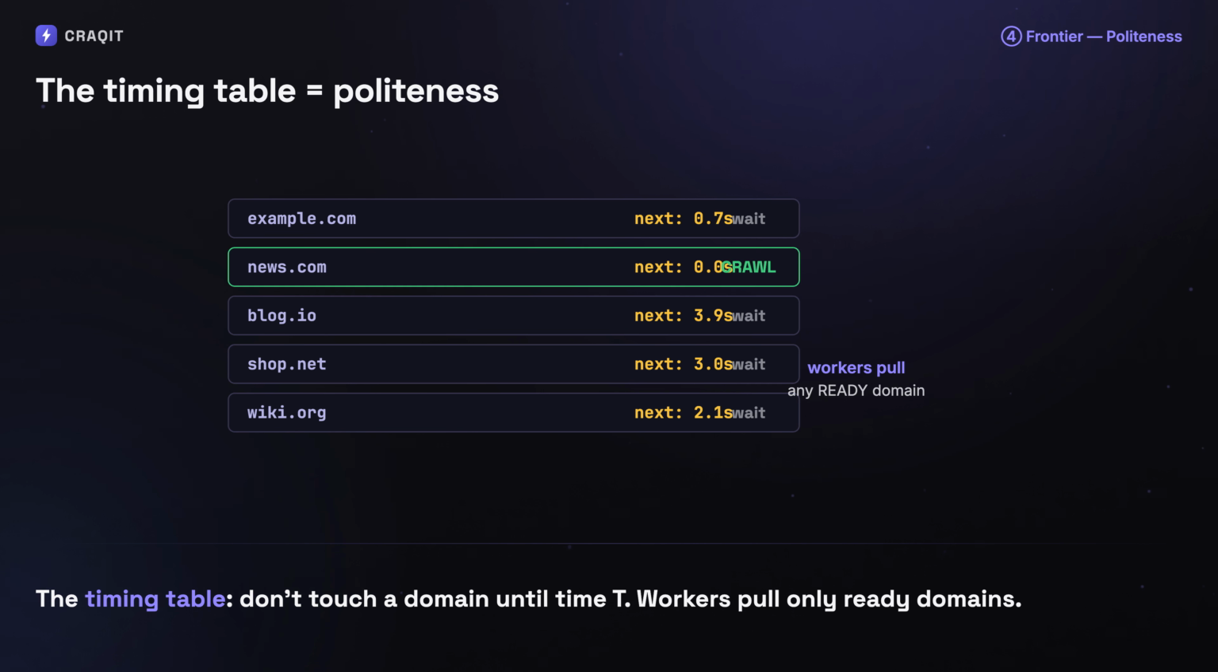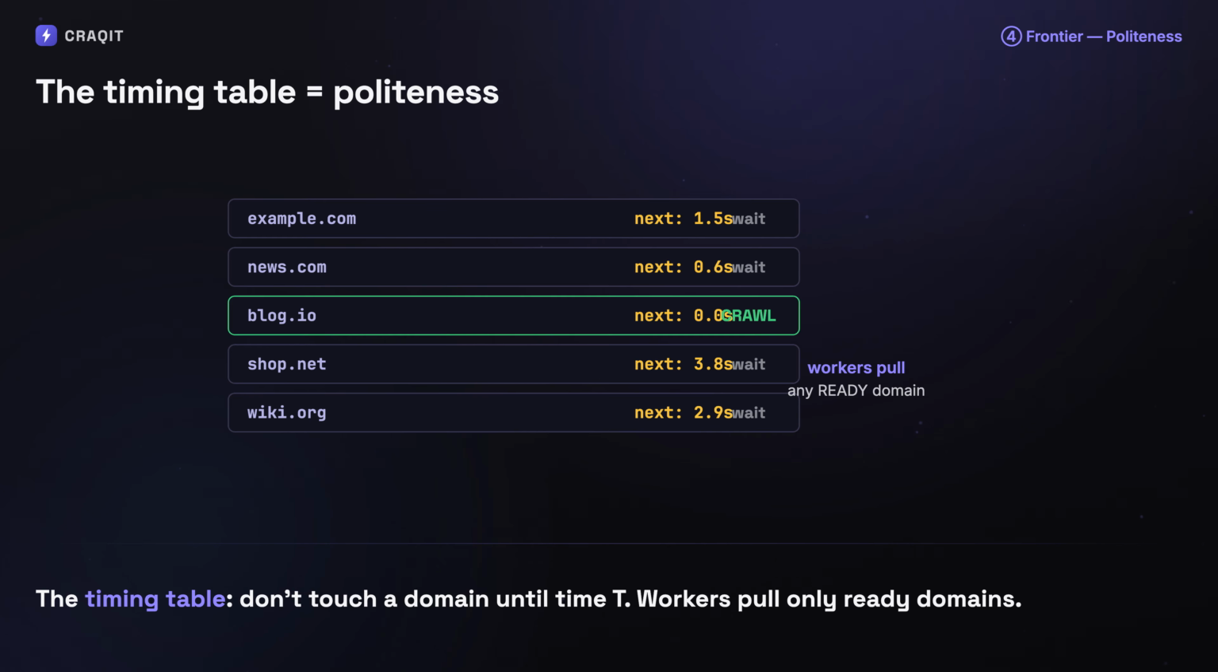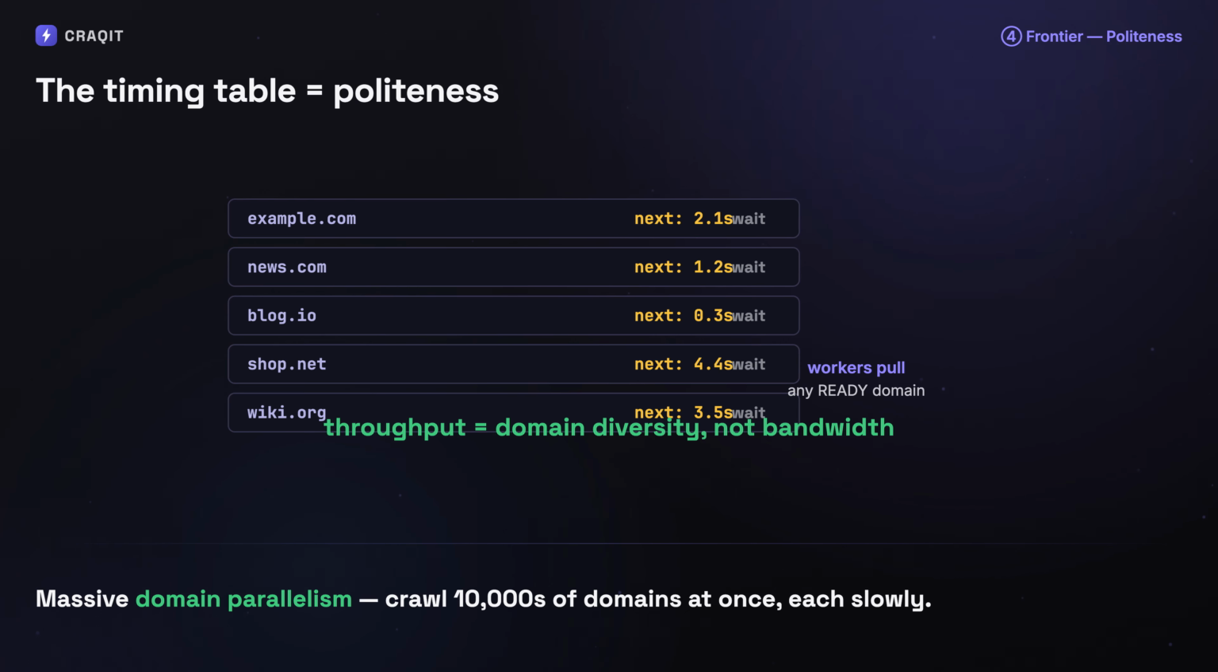So even if example.com has 1 million high-priority URLs waiting, they drain out 1 every few seconds from its single back queue, while thousands of other domains' back queues are being crawled in parallel. That is how you get high global throughput and strict per-domain politeness at the same time. Massive domain parallelism. Your real throughput is bounded not by bandwidth, but by how many distinct domains you can crawl at once. 2 more things the frontier must handle.